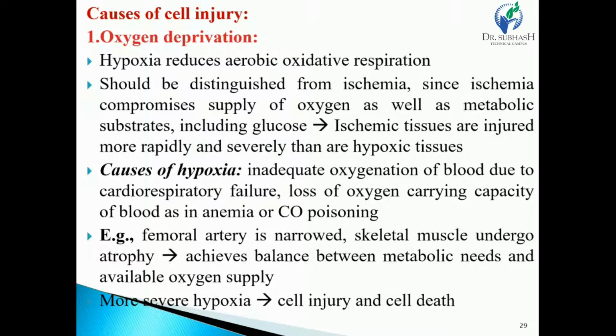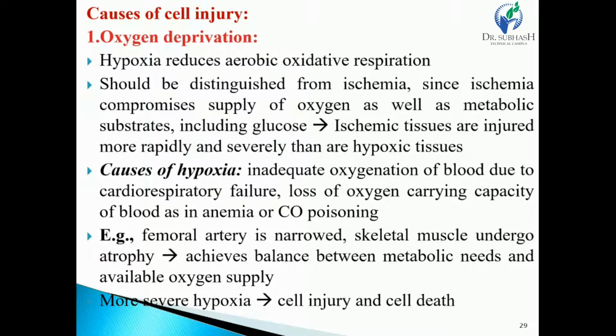Here in hypoxia, we discuss oxygen. And while considering ischemia, it involves certain metabolic substances like amino acids, those nutrients, fatty acids, lipids, anything that is present inside the blood. Ischemic tissues are injured more rapidly and severely than hypoxic tissues. In cases of hypoxic tissues, there will be a deficiency of oxygen, whereas in the cases of ischemic tissues, there will be a deficiency of those specific nutrients which are present inside blood.